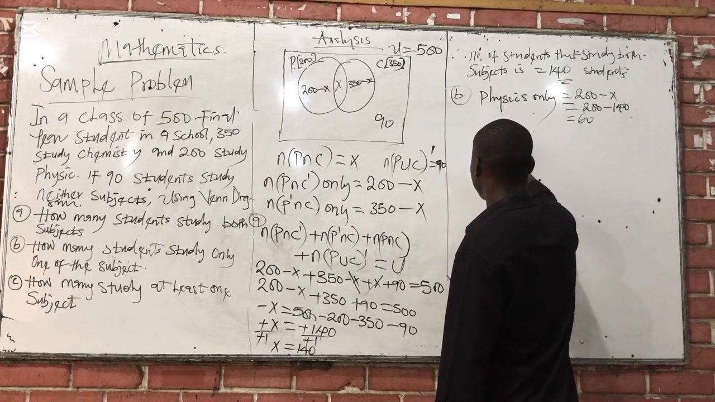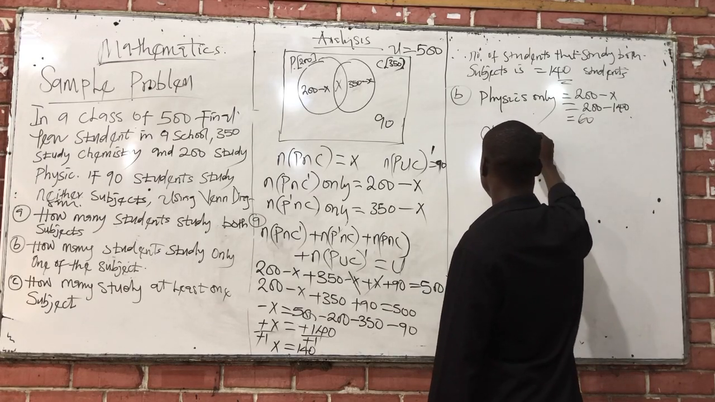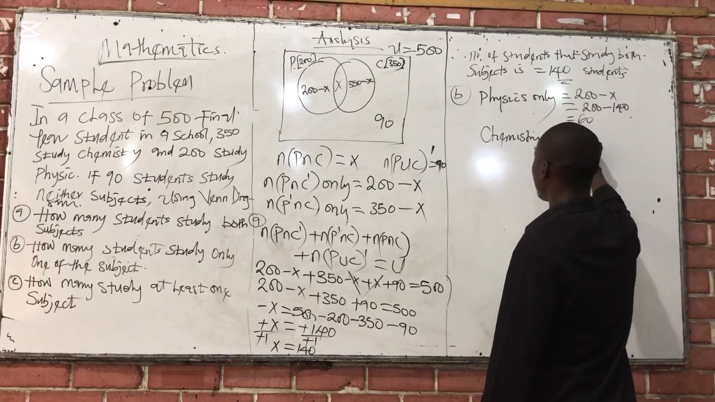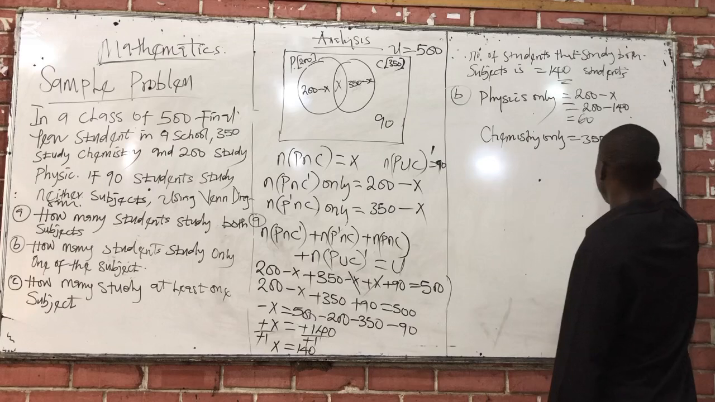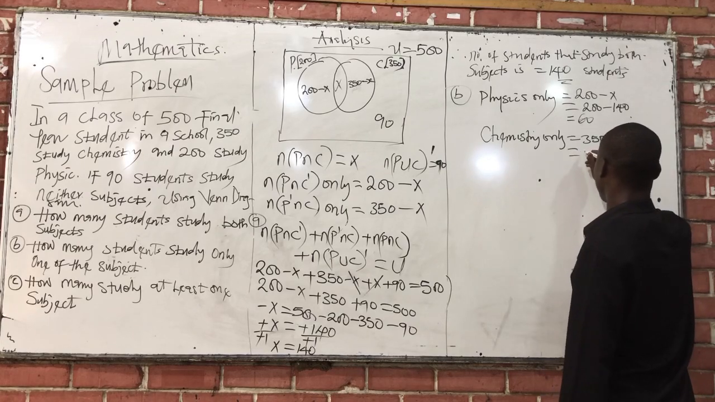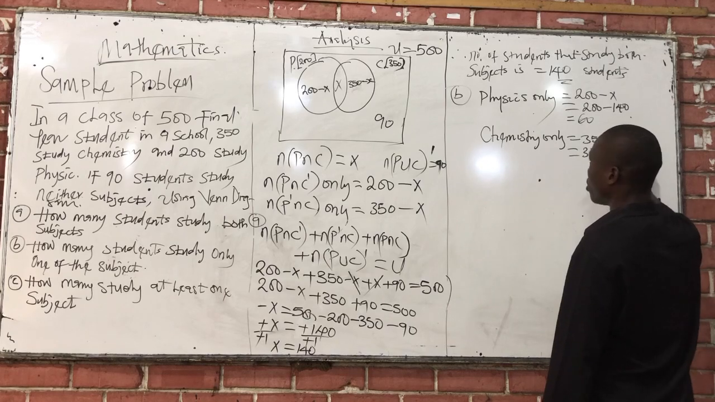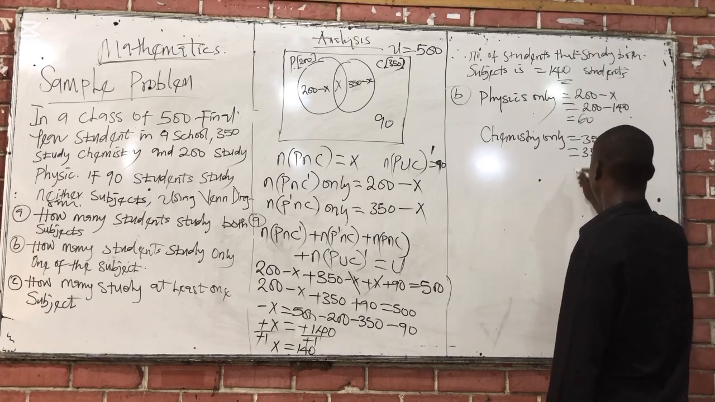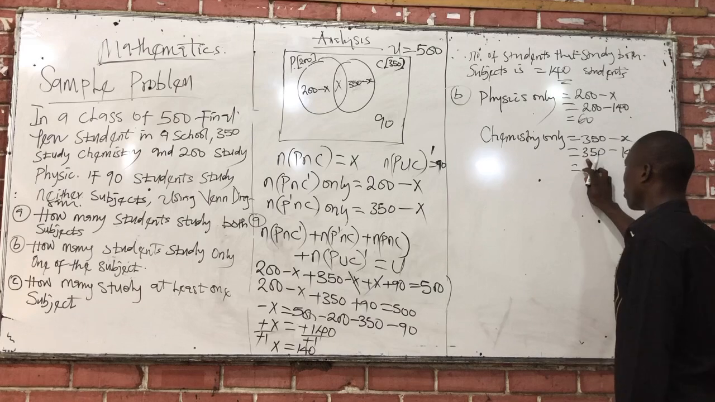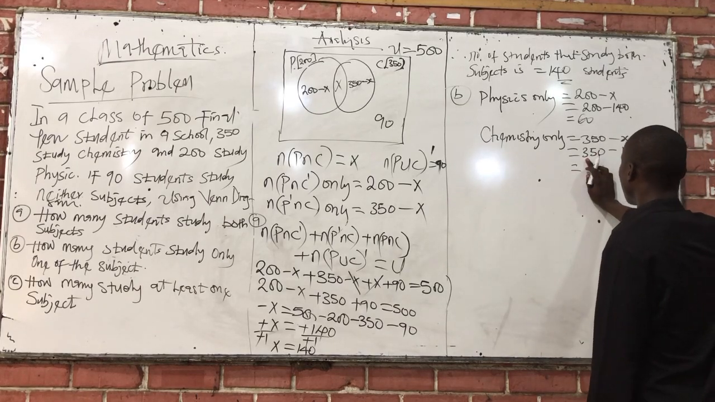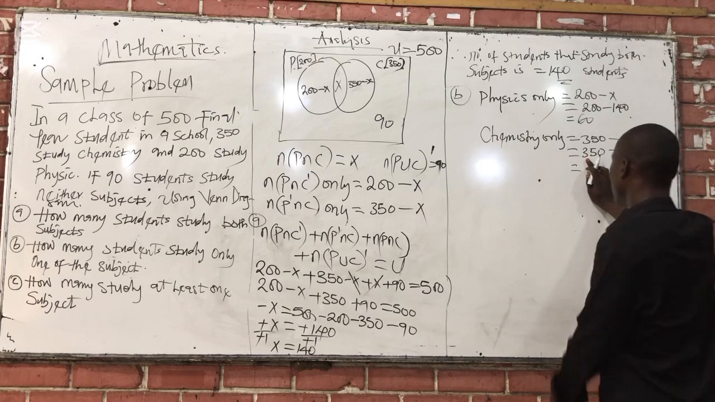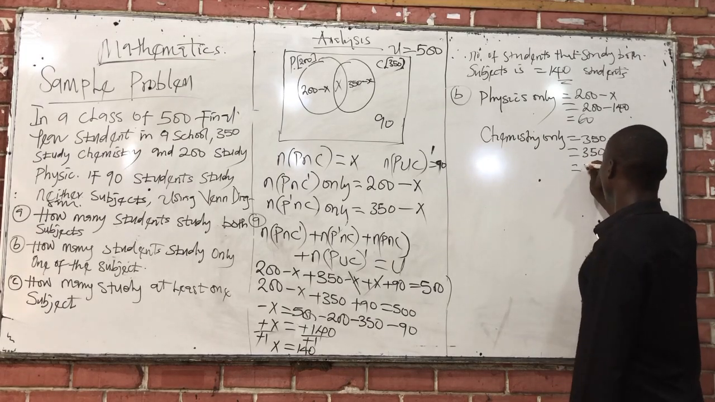So let's check out chemistry only, which is equal to 350 minus x. So x is 140. So 350 minus 140. If I remove 100 from 300, I have 200. If I remove 40 from 250, I'm going to have 210.